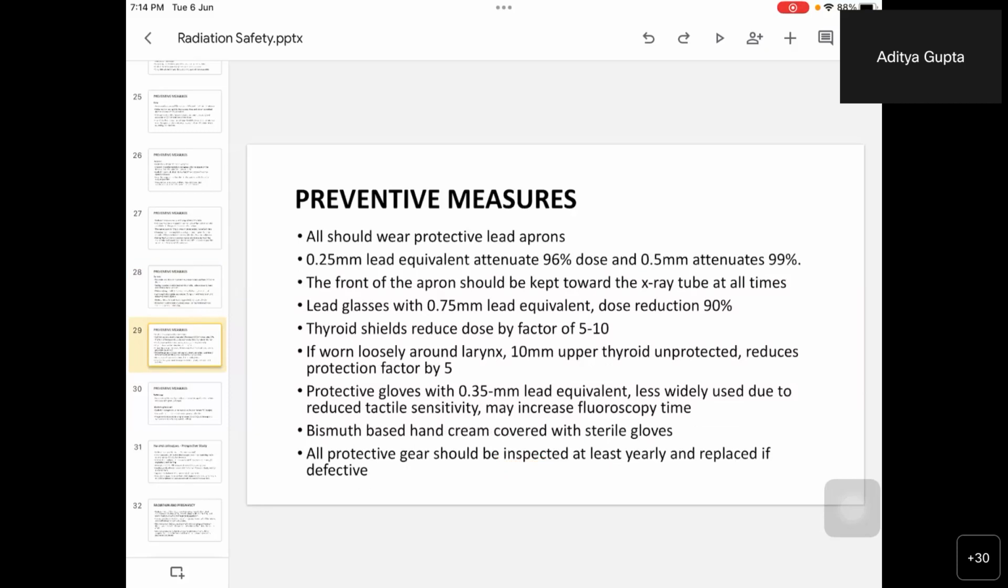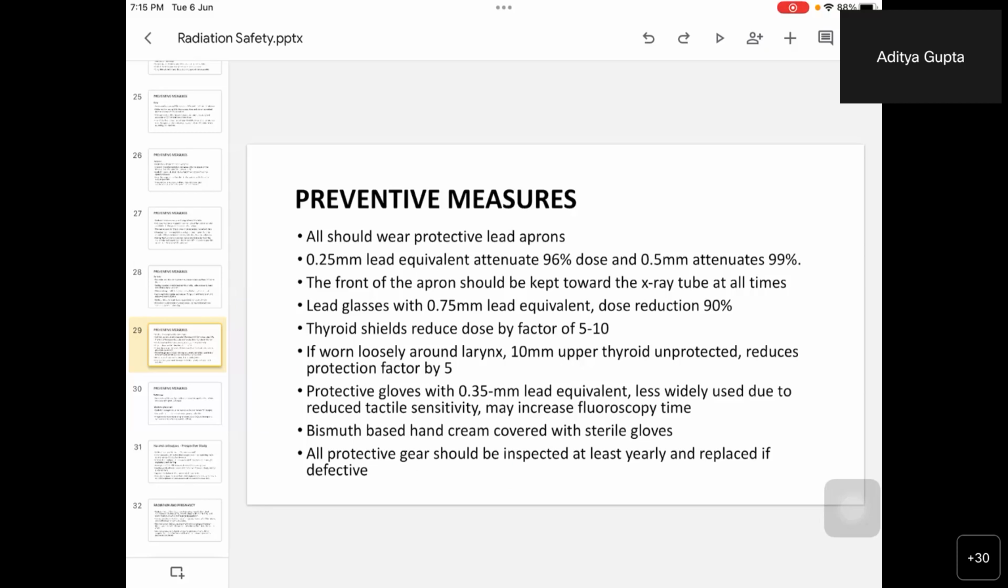All the staff should wear protective lead aprons. 0.25 mm lead equivalent aprons attenuate around 96% of the radiation dose, and 0.5 mm attenuates around 99% of the radiation dose. The front of the apron should always be kept towards the X-ray tube at all times. Lead glasses with 0.7 mm lead equivalent reduce the dose by 90%. Thyroid shields reduce the dose by a factor of 5 to 10.